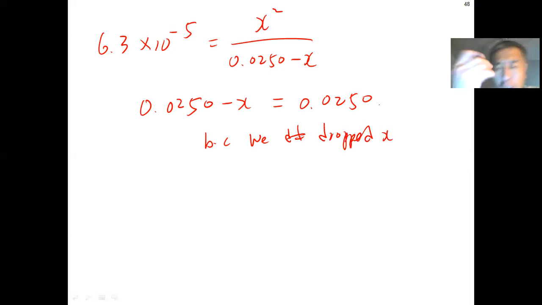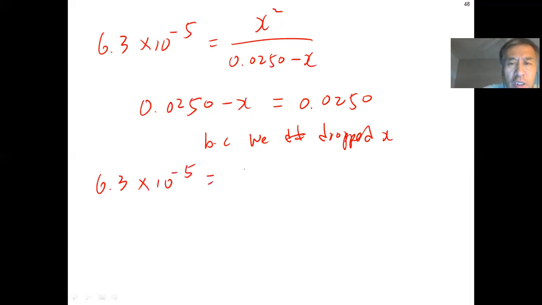X is so small compared with 0.0250, so the equation becomes simplified: 6.3 times 10 to the negative 5 equals x squared over 0.0250. To solve this equation, we multiply 0.0250 on the right and also on the left.